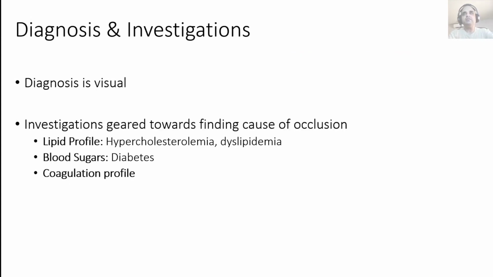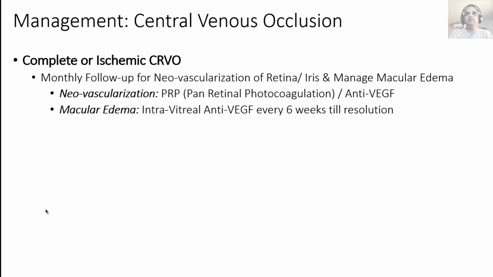So again, the diagnosis is visual, and we investigate in order to find out what was the cause behind the occlusion. And again, they're very similar to what we were doing when we were talking about retinal artery occlusion. So how do we manage it? For a complete or ischemic CRVO, we do monthly follow-up, and our biggest issue right now is development of retinal and iris neovascularization, and obviously management of edema.